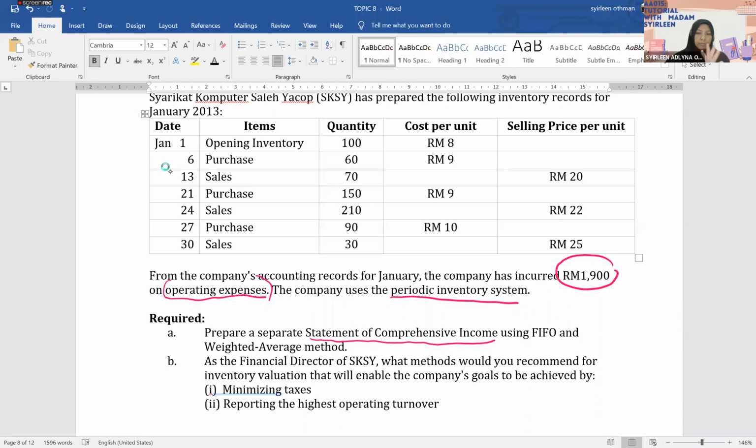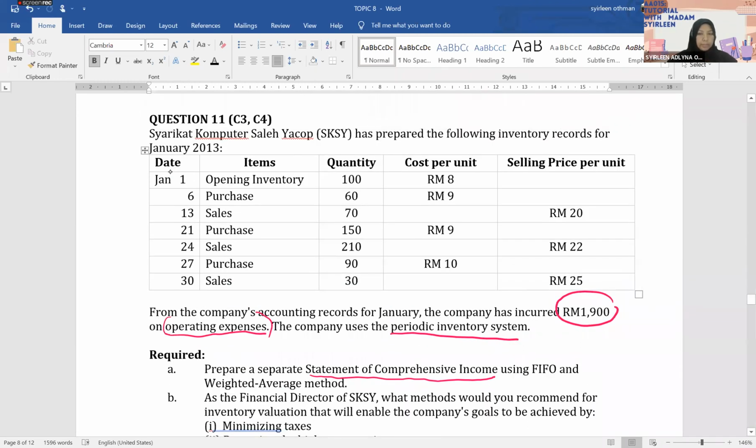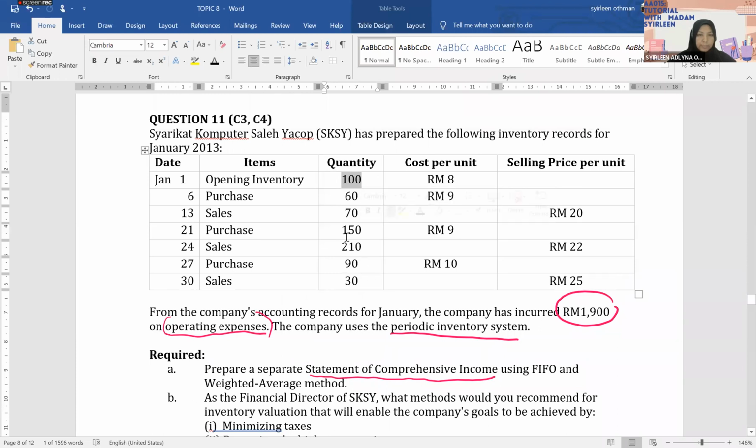So kita akan kira untuk dua kaedah lah. Okay, so your ending inventory. Kita ada beginning, opening is 100 units here. Lepas tu kita beli 60, 150 dan 90. So your purchase unit ialah 300. Lepas tu kita punya sales unit. Sales you ada 70, 210 and then 30. So your sales unit ialah 310. So I can use this to calculate my ending inventory unit lah.